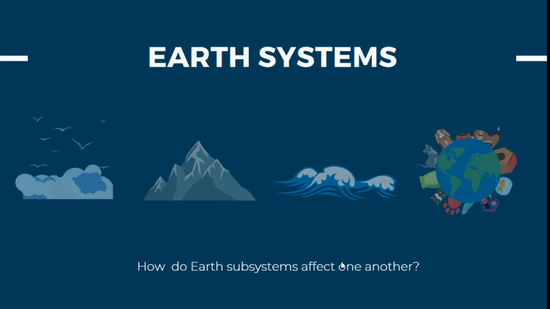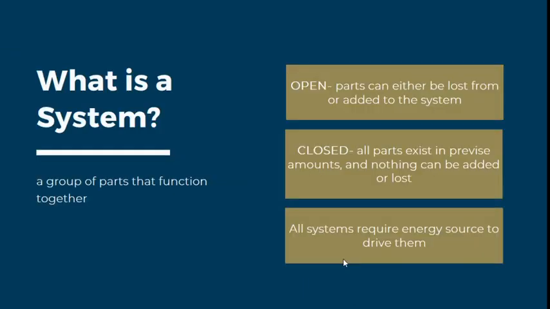Okay, now since I've already mentioned the unique characteristics of the Earth, let's talk about the Earth systems. Now question, how do Earth subsystems affect one another? Before we answer that question, let us first define what a system is. A system is defined as a collection of interrelated parts forming a synergistic whole that jointly perform functions that each part by itself cannot perform. In other words, a group of parts that function together.